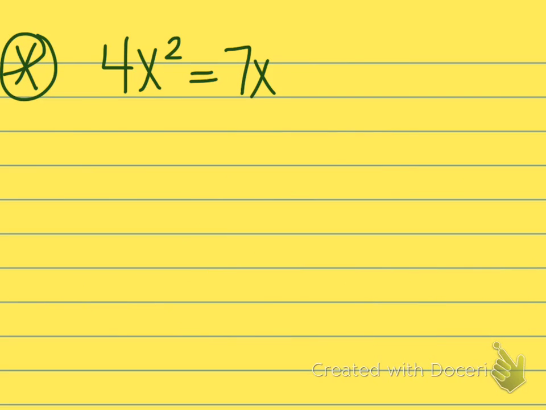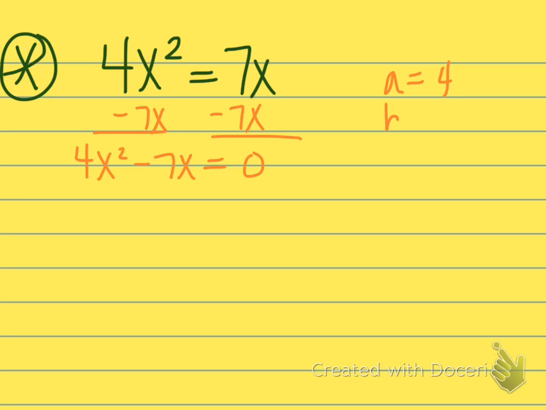Finally, let's look at this quadratic equation. It's not in standard form yet, so I'm going to subtract to move the 7x to the left-hand side. So I have 4x squared minus 7x equals 0. Now, I can use the quadratic formula with this as well, but I still have to identify a, b, and c. In this problem, a is 4, b is negative 7, and because there's no constant term, c is going to be 0. So we can still do this, just make sure you identify your variables correctly.